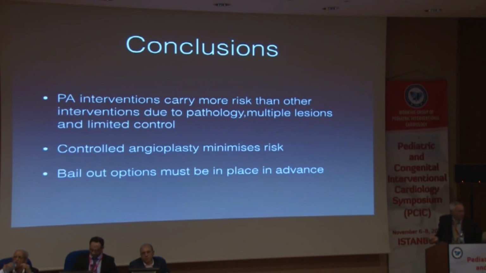So in conclusion, pulmonary artery interventions do carry more risk than other interventions, I think in part because of the pathology. There are multiple lesions, repeated procedures, but also limited control. When you have bleeding within the lung, it is a problem. Controlled angioplasty, either with a stent or with a cutting balloon, minimizes the risk, no question about that. There is no hoop effect when you use those procedures.